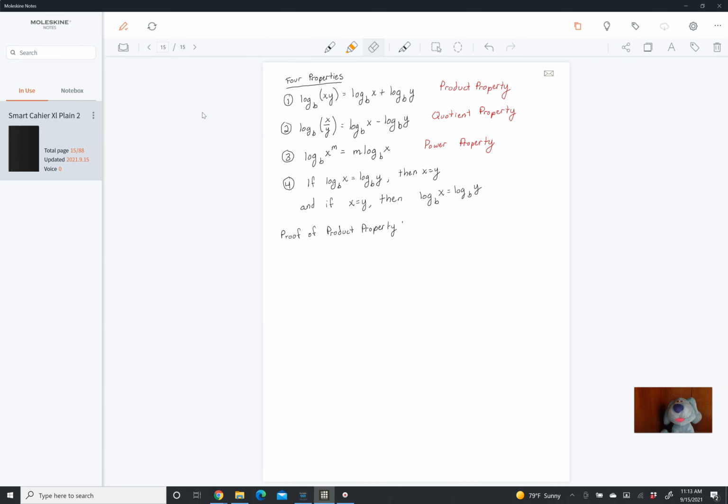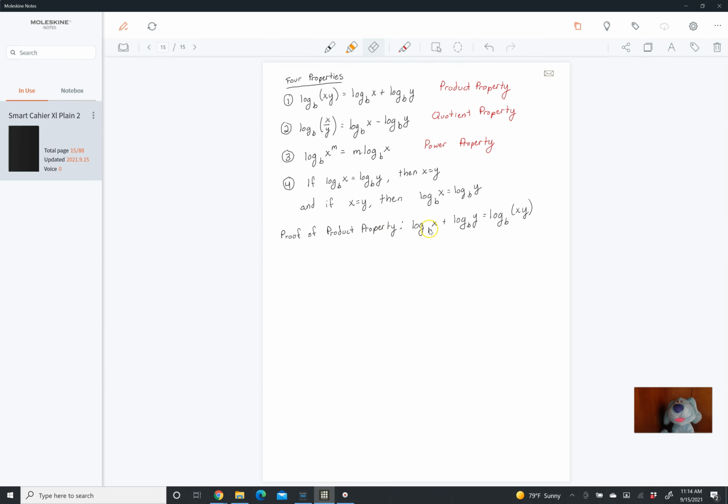So product property says log base b of x plus log base b of y is equal to log base b of x times y. Okay, so we're going to prove it. So the first thing that we're going to do, and this is not so intuitive, so I'm going to walk you through it, is we're going to do a little bit of replacement to help us. And we can do this, okay? We can replace whatever we want as long as we're not breaking any mathematical rules.